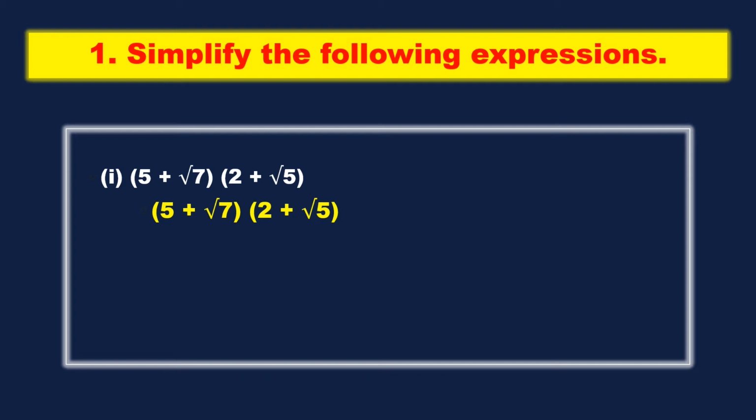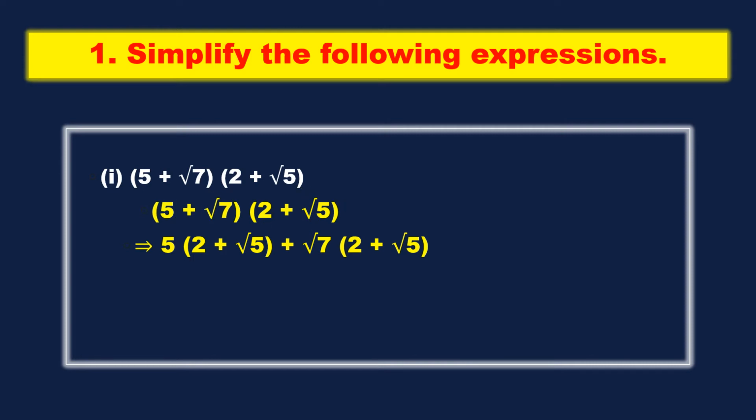In this question we have different terms here: 5, 2, root 7 and root 5. So I should multiply 5 with this complete expression and root 7 with this complete expression. Let me take that step. This is in the form of binomial into binomial. This is a very simple procedure. See, this is a binomial. Binomial means two terms, right? Here is one term, here is one term. This is a binomial, and this is also a binomial because there are two terms.